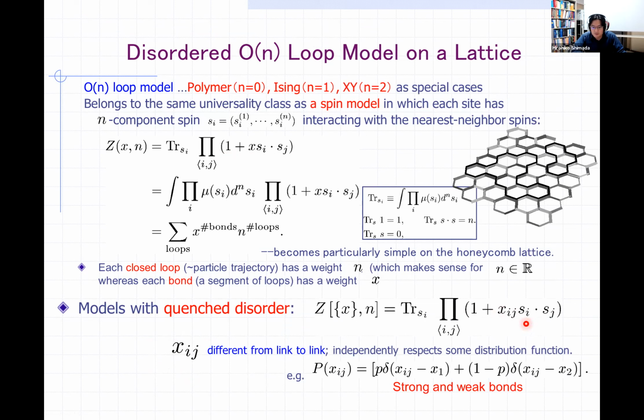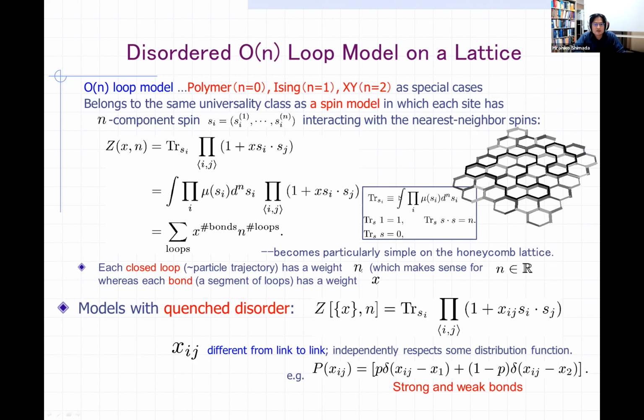Okay. So now the model with quenched disorder is simply defined in this form. Now x depends on the link. It follows some distribution function like this. So it's a dilute case. I mean, with probability p, it takes some strong bond, and with probability 1 minus p, it takes a weak bond.